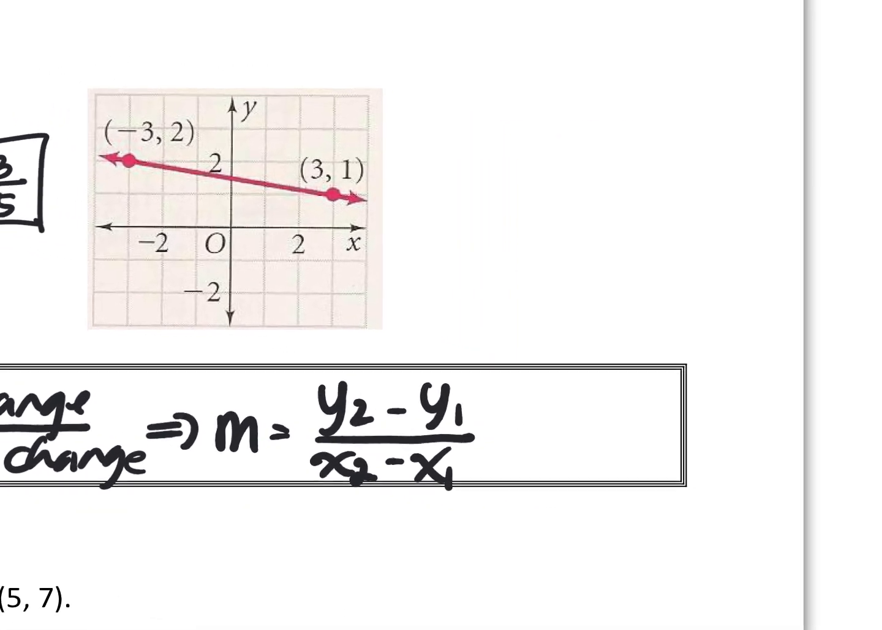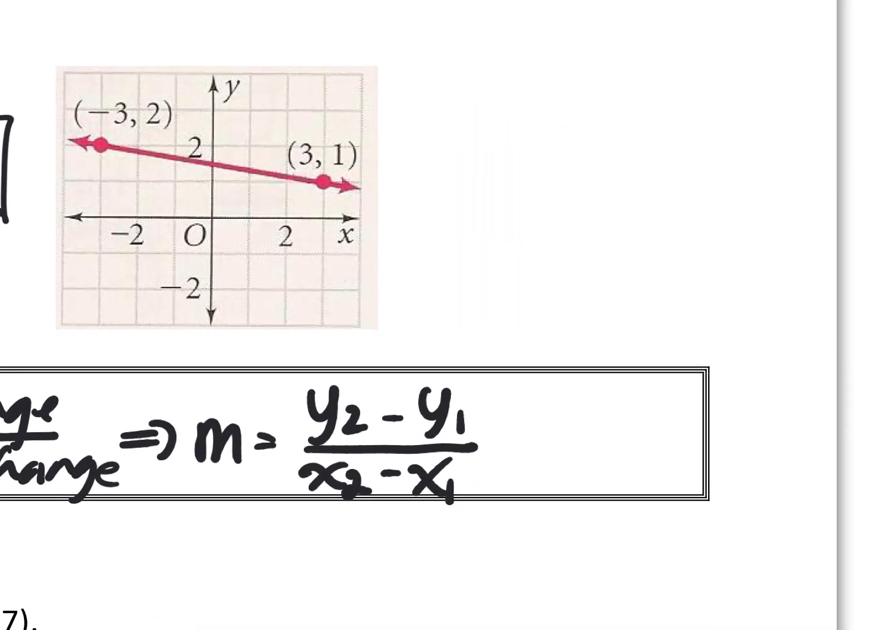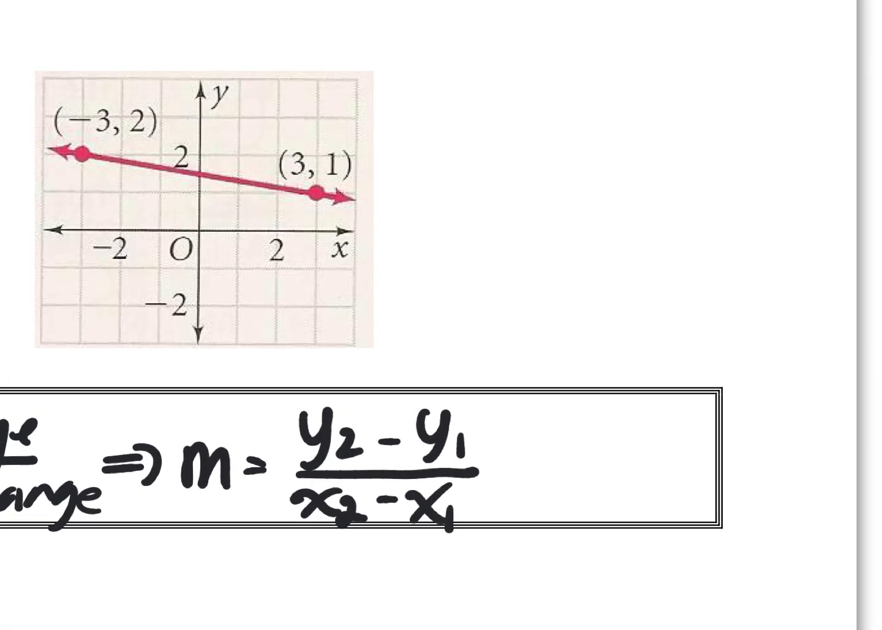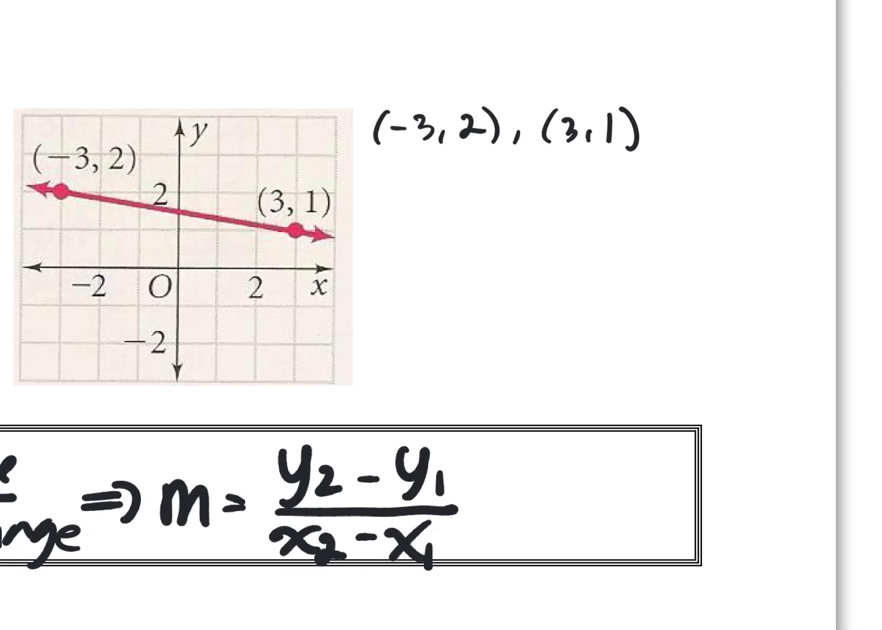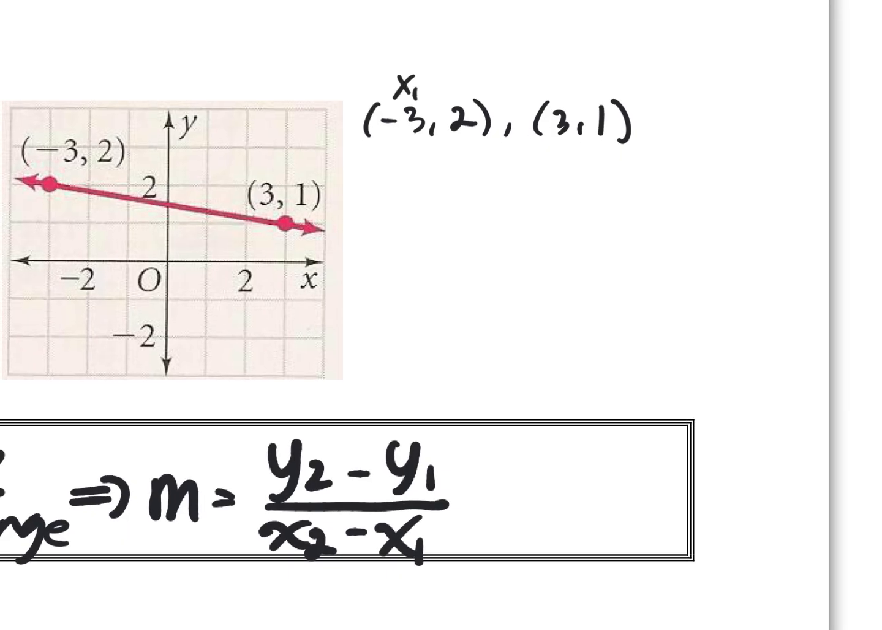Okay, let's do the next example in here. We are given 2 points again. Our 2 points are actually at negative 3 and 2, and 3 and 1. So let's label this one. Let's say that this is going to be our x1, our y1, x2, and this is going to be our y2.